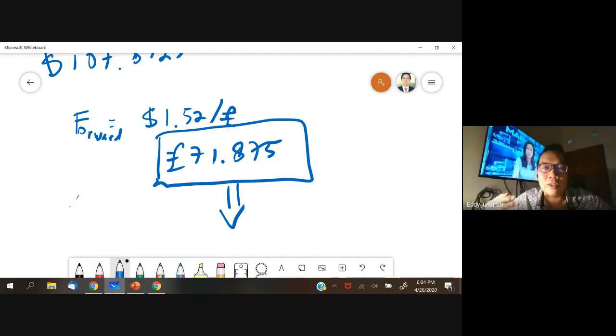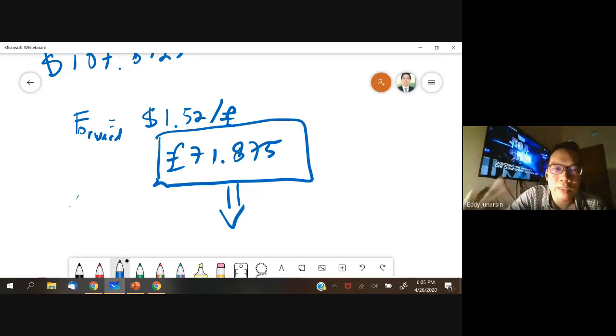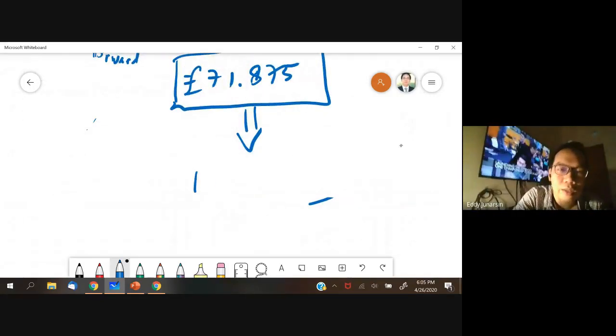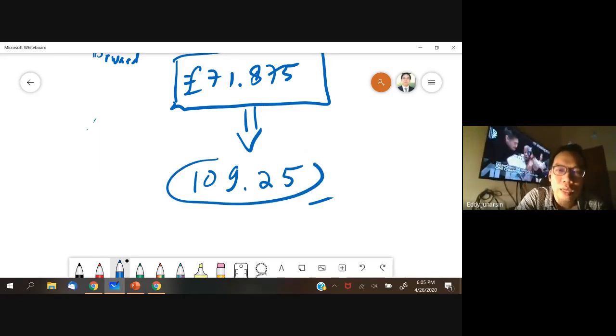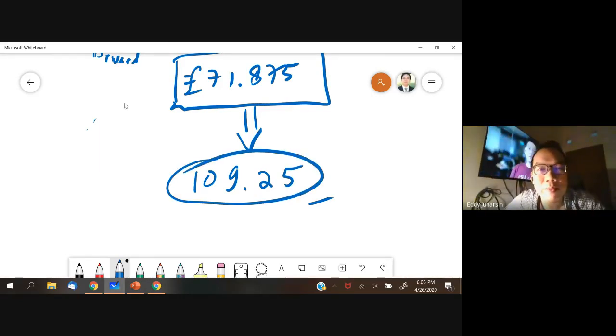So you deliver 71.875 million pounds, and then you will get this multiplication, right? It's dollar per pound, and you have the pound here. The currencies are the same at the back. So you multiply. So 109.25, this is what you get. So you get 109.25.